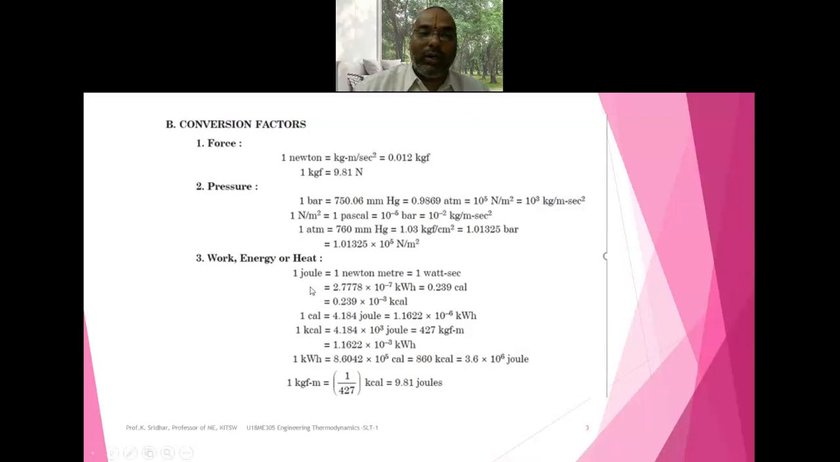Another important unit is the calorie. Calories and joules are very important, and the conversion factor between calories and joules should be known to everyone. 1 calorie is equivalent to 4.184 joules, or normally for our calculation purposes we take it as 4.2 joules. Like that we can convert between the calorie as well as the joule.